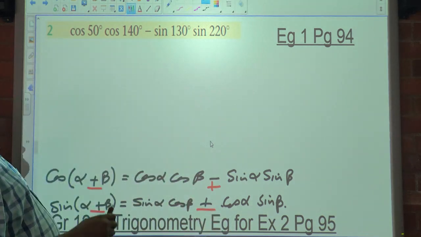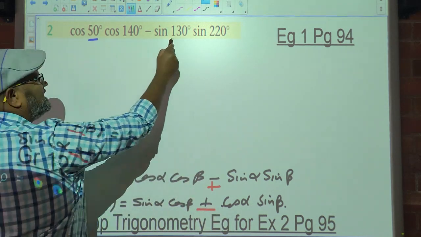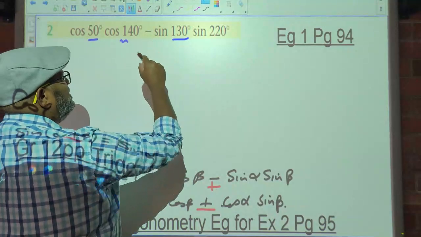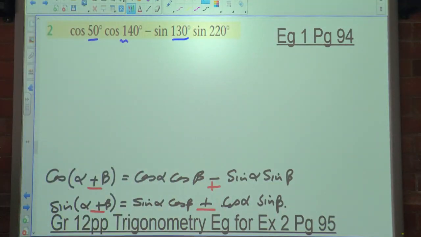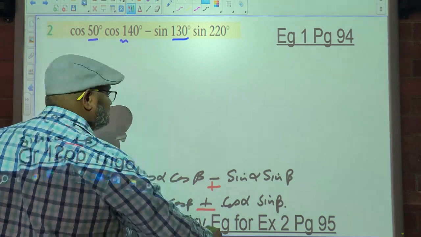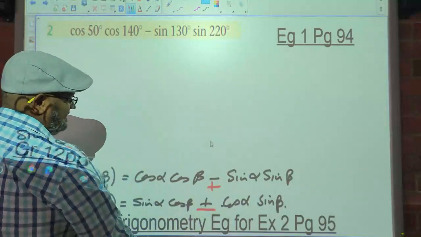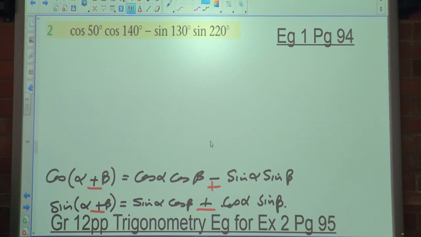Okay. But hang on. Is alpha the same as alpha and beta? No. Now what? You must make it the same. I can't give you a long time to think. You must make it the same. How are we going to make it the same?